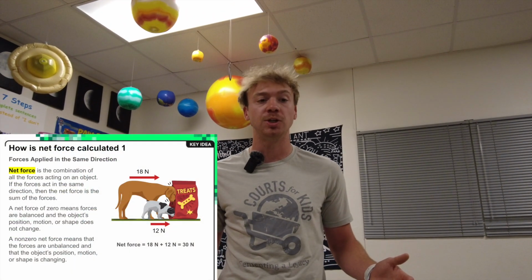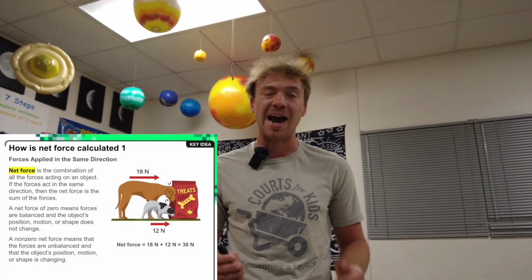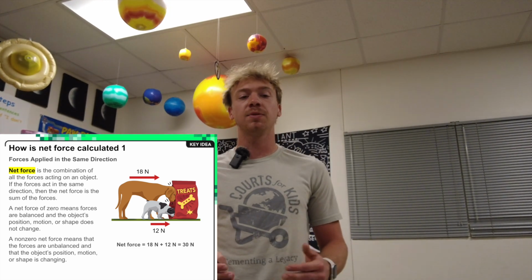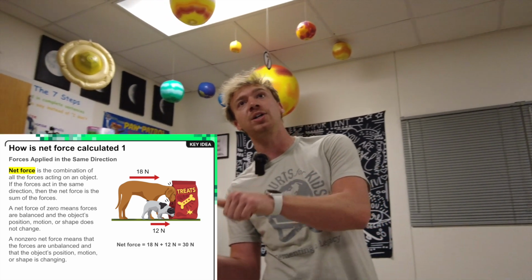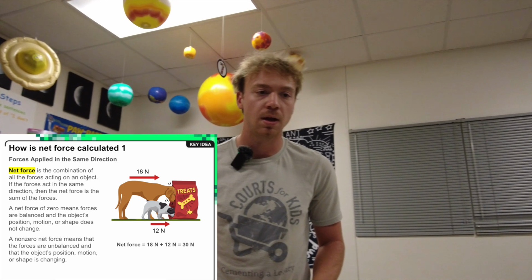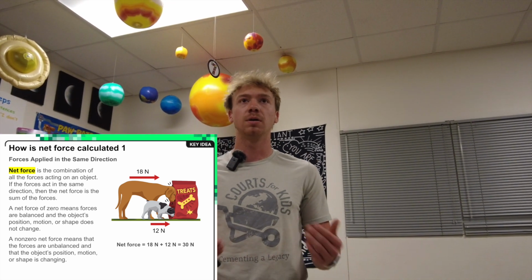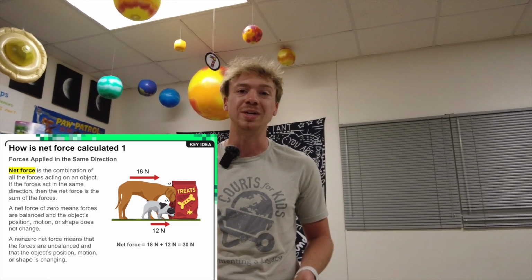All right, let's take a second to talk about what net force is and how we can calculate it. Now, net force is the combination of all the forces that are acting on an object. If the forces act in the same direction, like you see in this picture, then the net force is the sum of all the forces, right? That means we add.